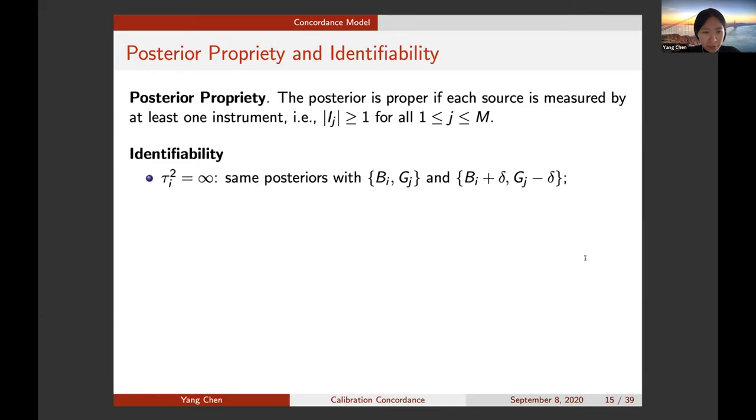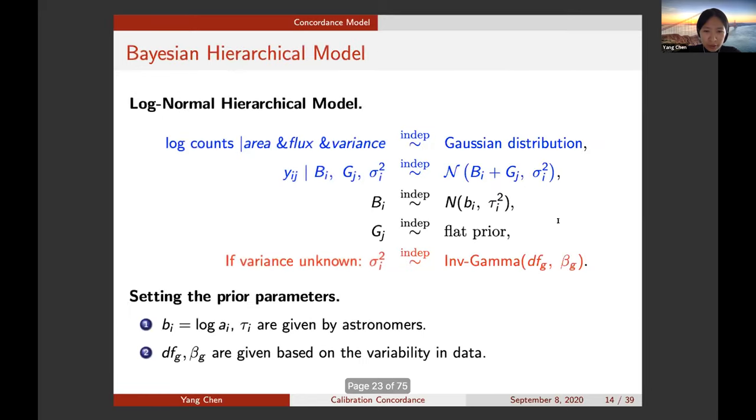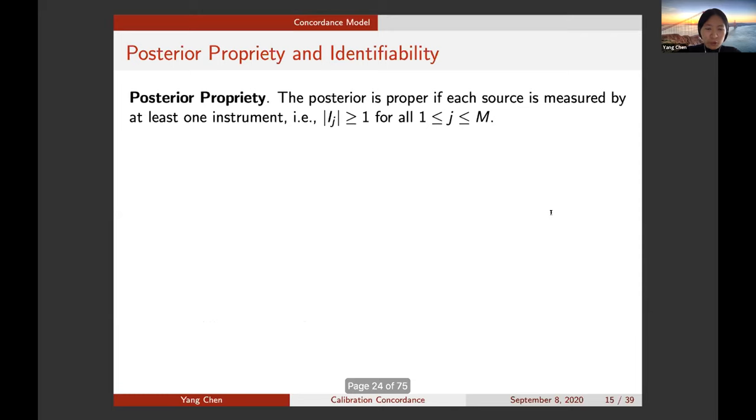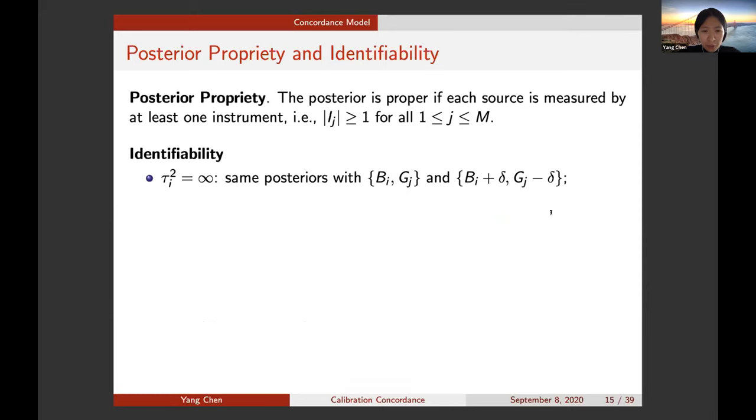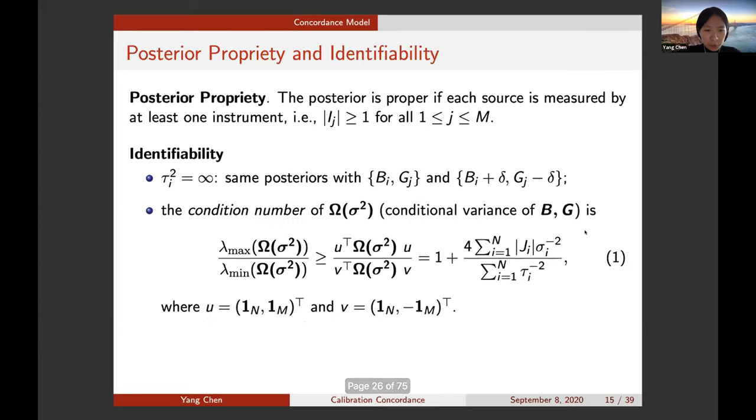And also the identifiability. If we assume that we don't have prior knowledge about the effective area, that means tau_i squared is equal to infinity. If this is true, then the model is not identifiable because we have exactly the same likelihood, resulting in the same posteriors, with a shifted b_i and g_j. So this is not an identifiable model. And we studied the condition under which we have good identifiability in the model.